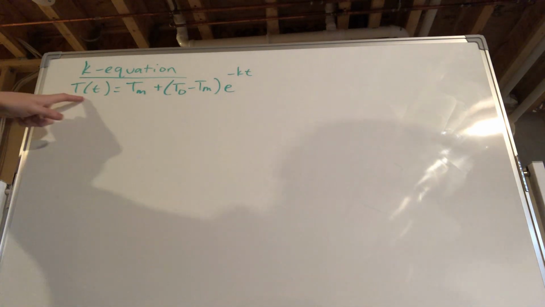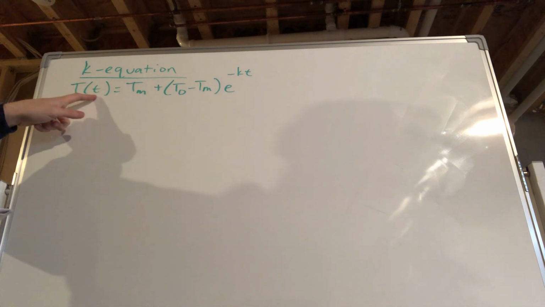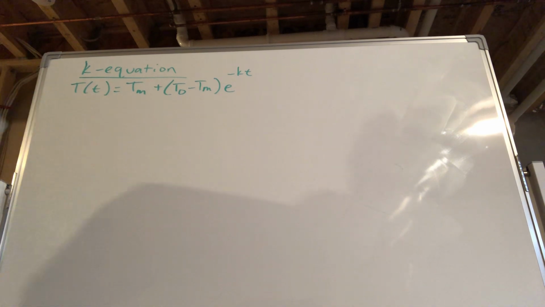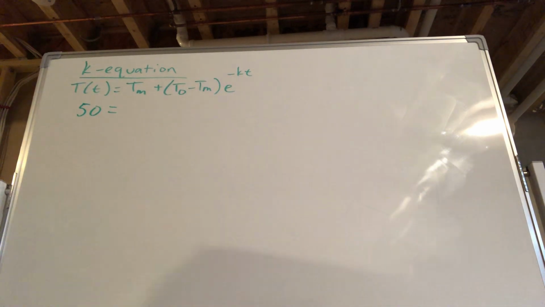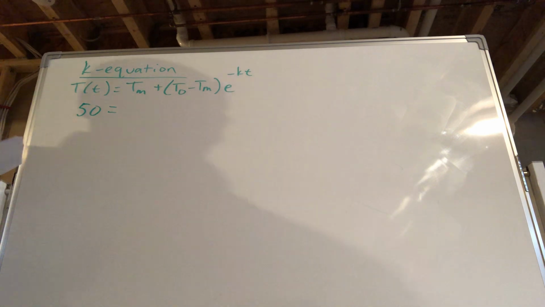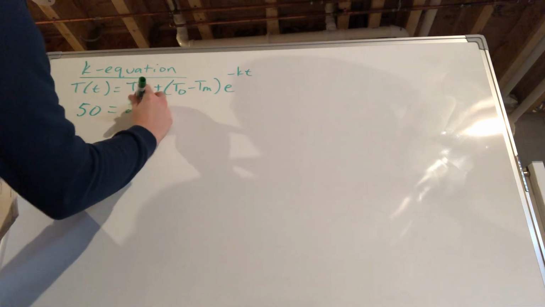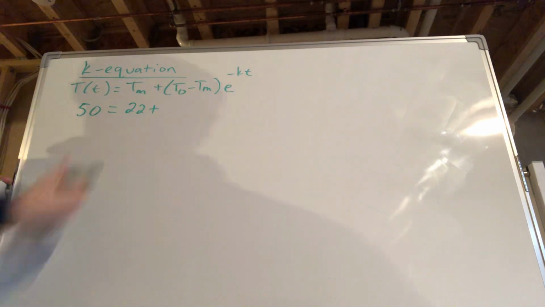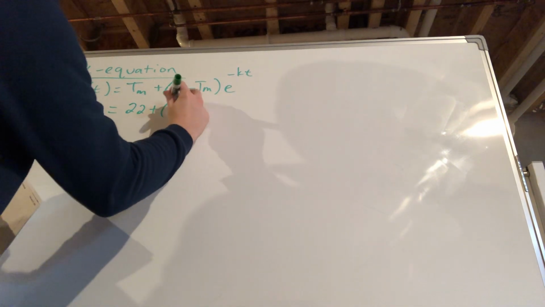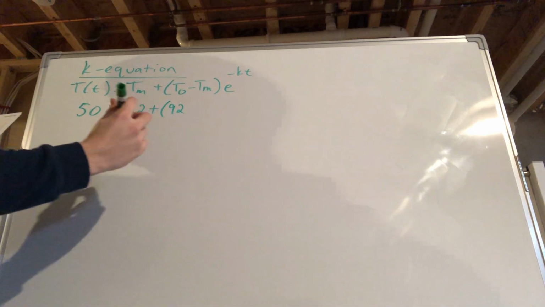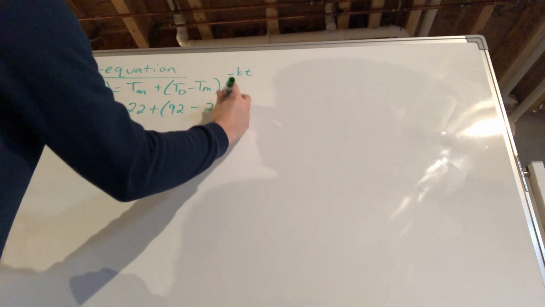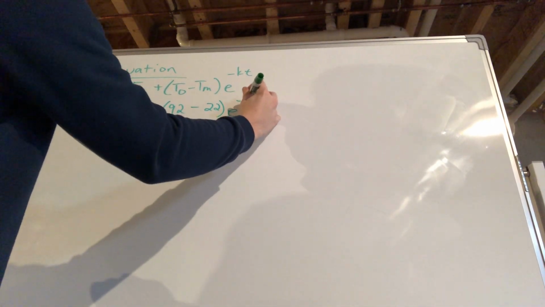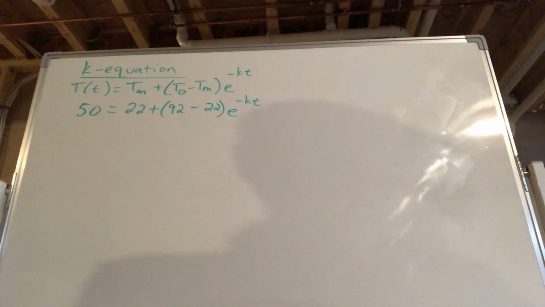There's going to be a different T of t. So the temperature after 12 minutes, it wants it to be 50. So we're going to fill 50 in there. And the temperature of the medium doesn't change. The room temperature is 22, plus the initial temperature, which still started at 92, I believe. Let me just make sure. Yeah, that's 92. Minus the temperature of the medium, 22, times e to the negative kt.